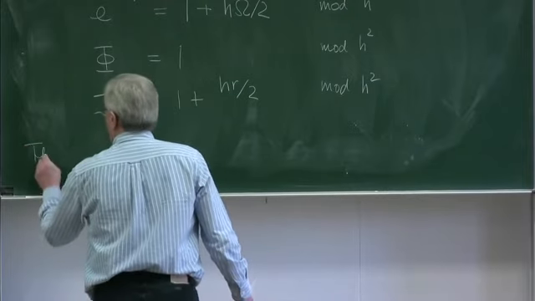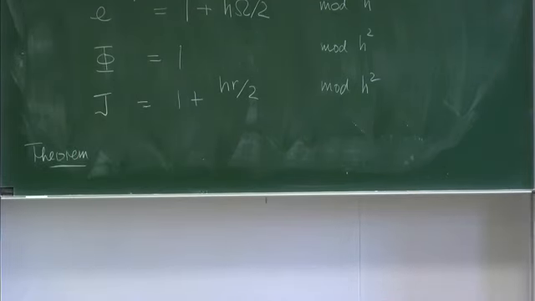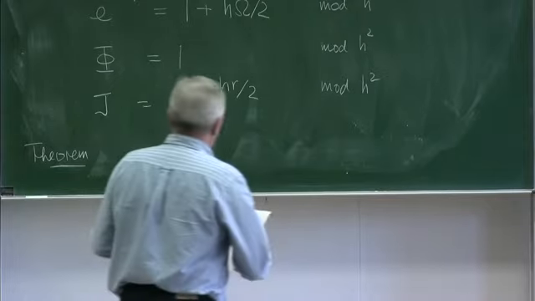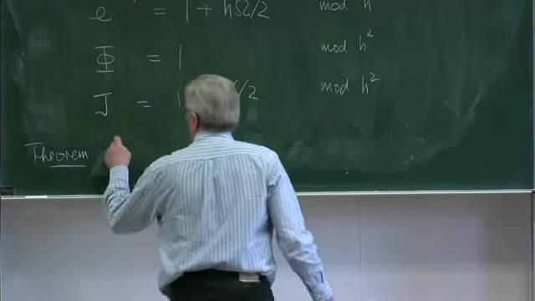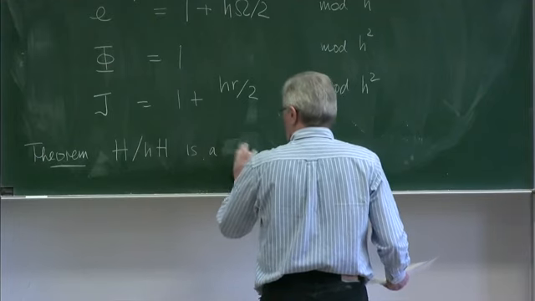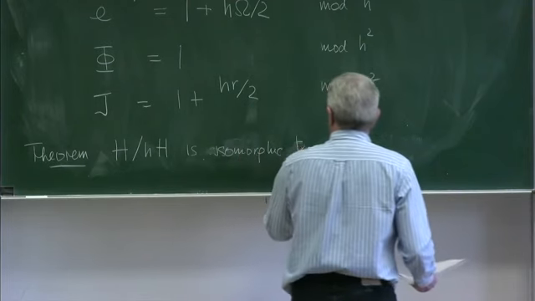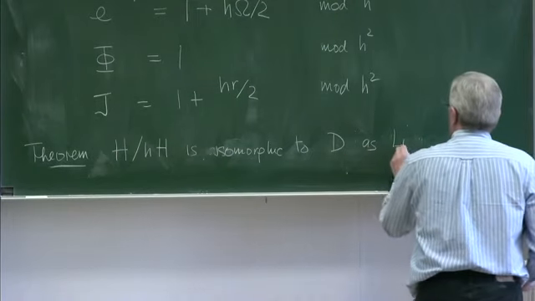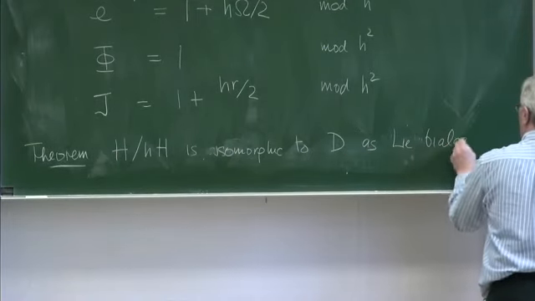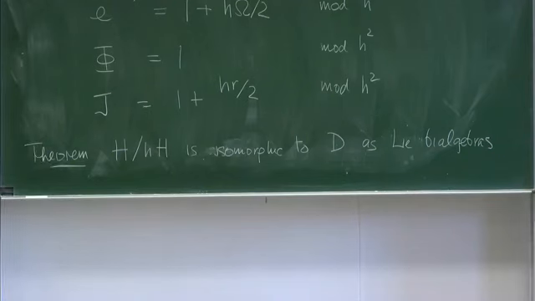Theorem. Well, I haven't really done it carefully enough for the antipode, but I've done it for some things. Conclusion: the Hopf algebra H mod h is isomorphic, sorry, to D as Lie bialgebras. Well, I've really left out. I mean, all I'm saying is there's some computations you can do, and those are the formulas you end up with.